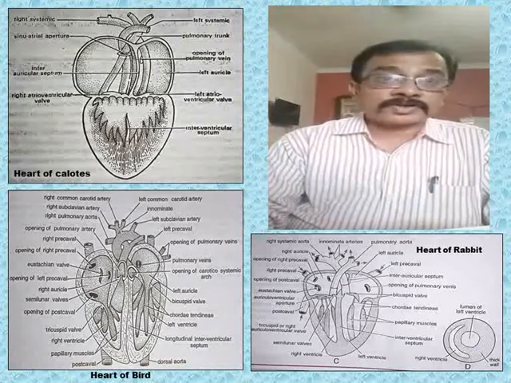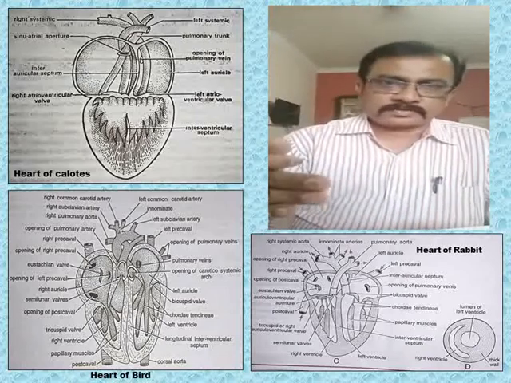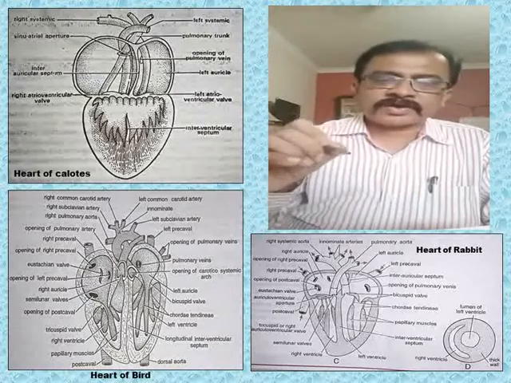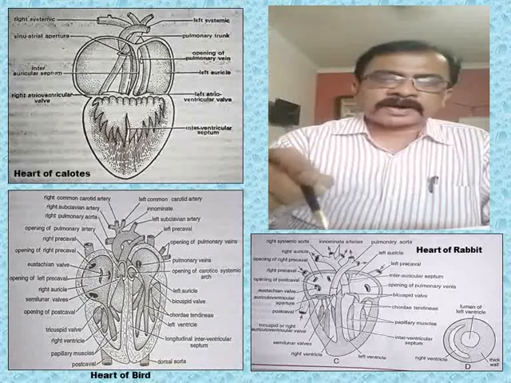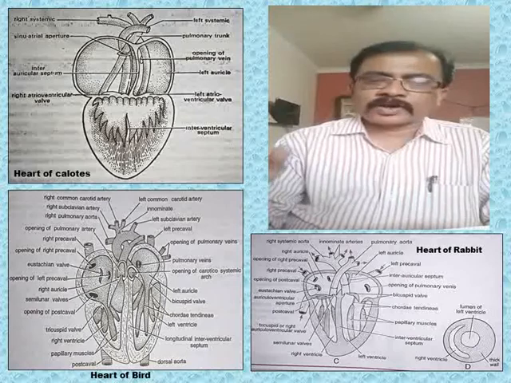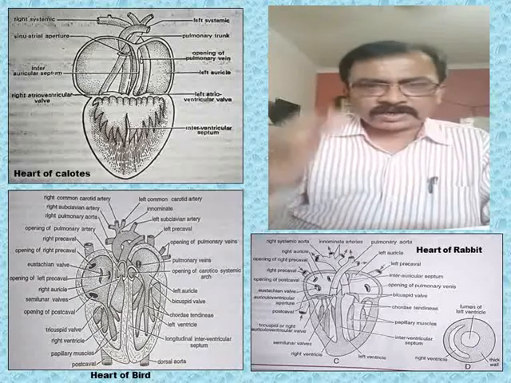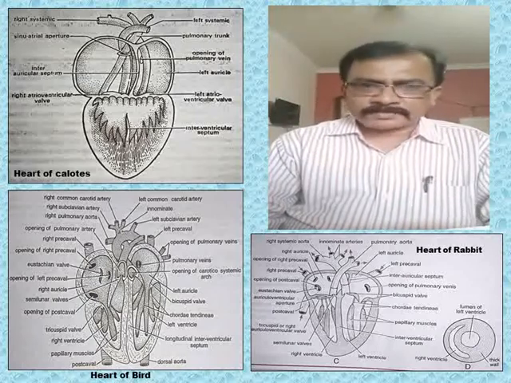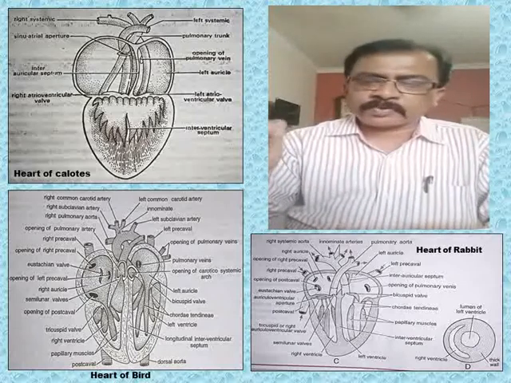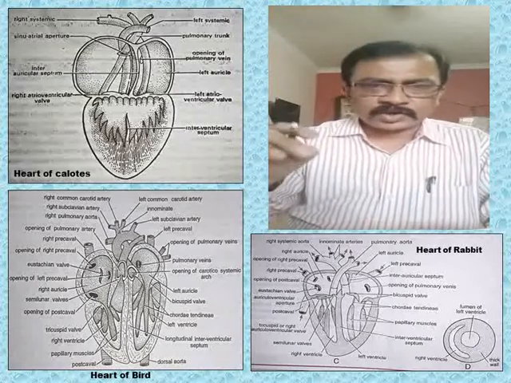And in case of pigeon, we told no sinus venosus previously, but opening of postcaval into right auricle is guarded by a muscular eustachian valve. And in case of rabbit, that is in mammal, here also no sinus venosus, but opening of postcaval into the right auricle is guarded by a flap-like eustachian valve.